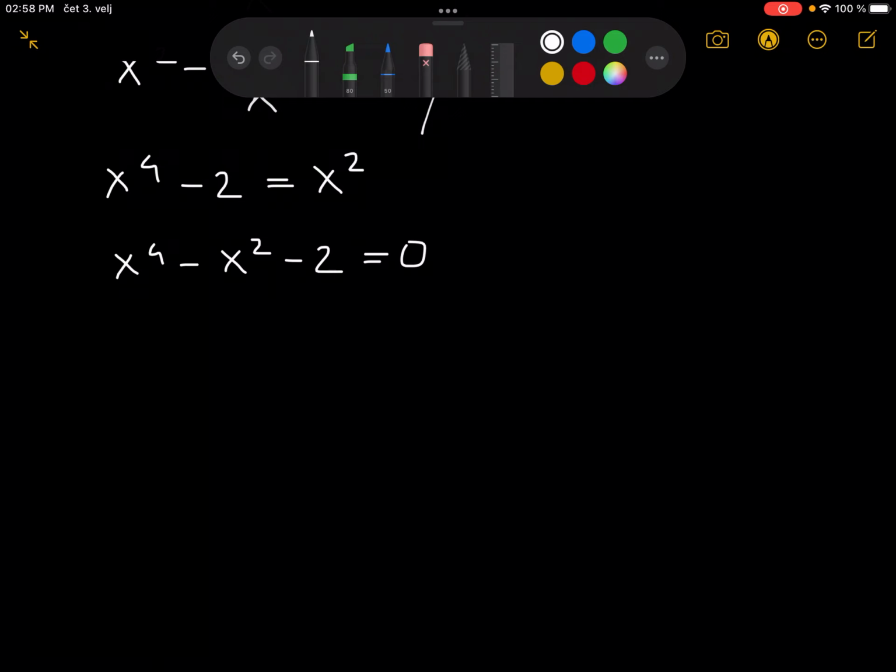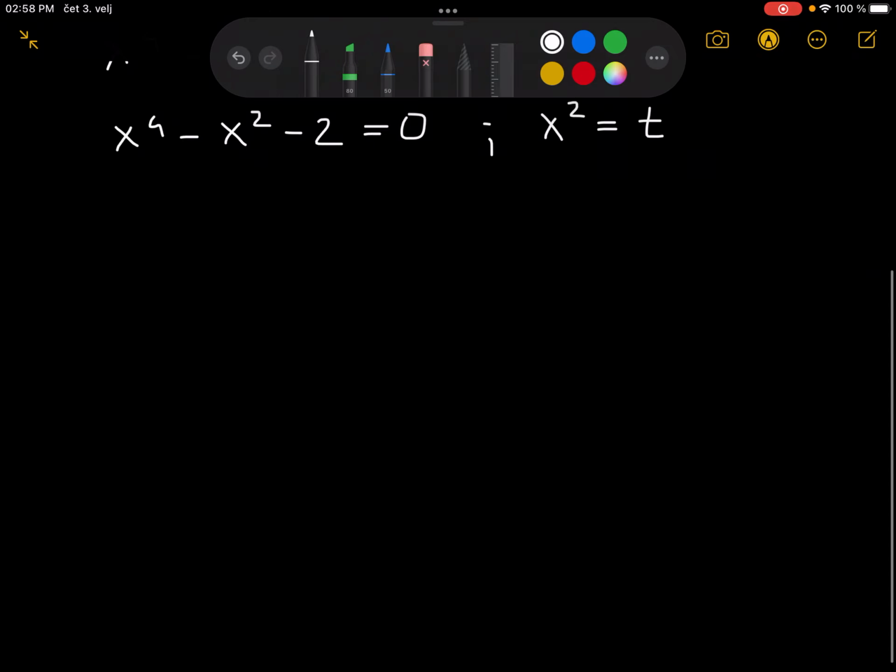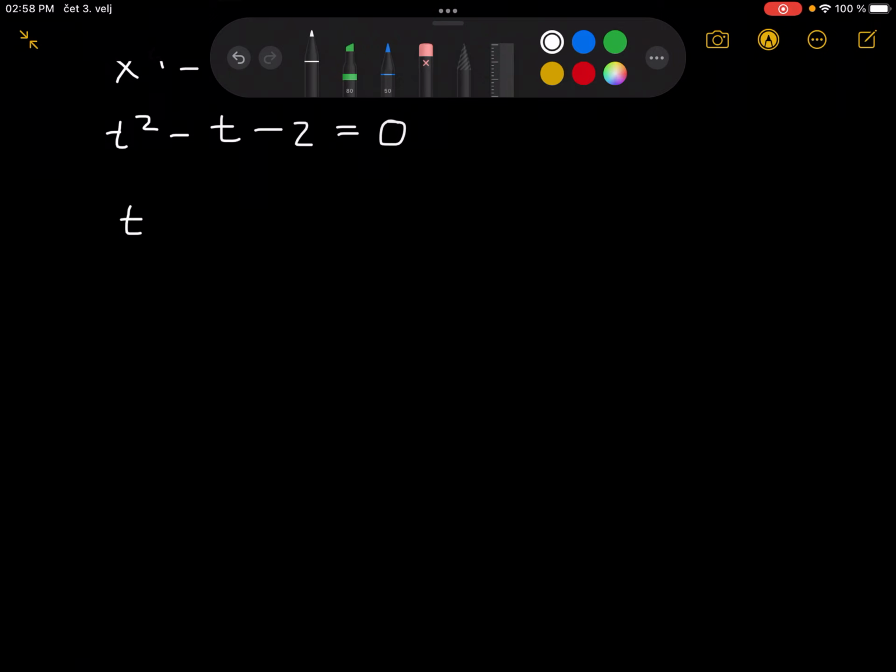So now we've got a biquadratic equation. So we'll make the substitution x squared is equal to t. So t squared minus t minus 2 is equal to 0. Great. Now we're going to go ahead and use the quadratic formula. So t1,2 is equal to 1 plus or minus the square root of 1 plus 8, everything over 2.